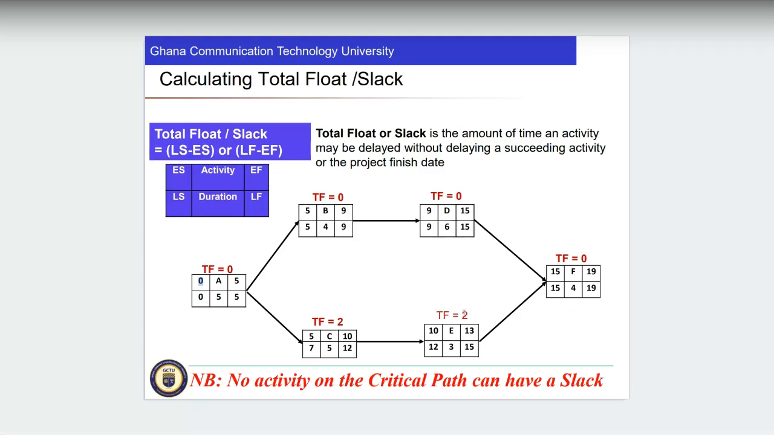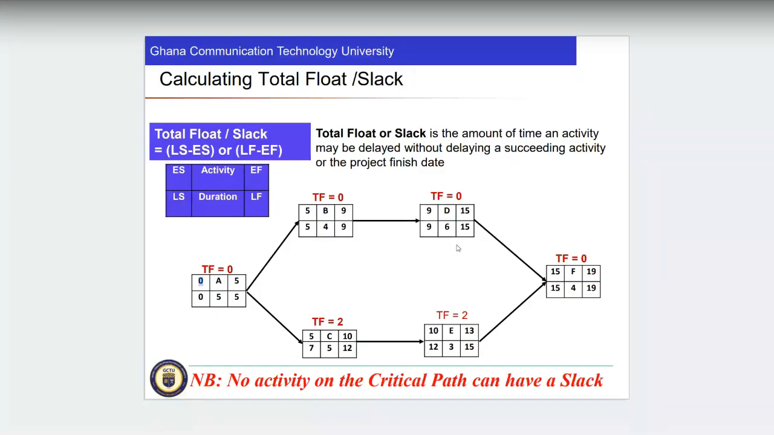This one is 2. That is, 12 minus 10 is 2, and then 7 minus 5 is 2. That is the total float. On this particular side, subtract them, and whatever you get is the total float. Or it can be latest finish minus this one as well. So either you subtract this and this, or this and this. You get the same value.